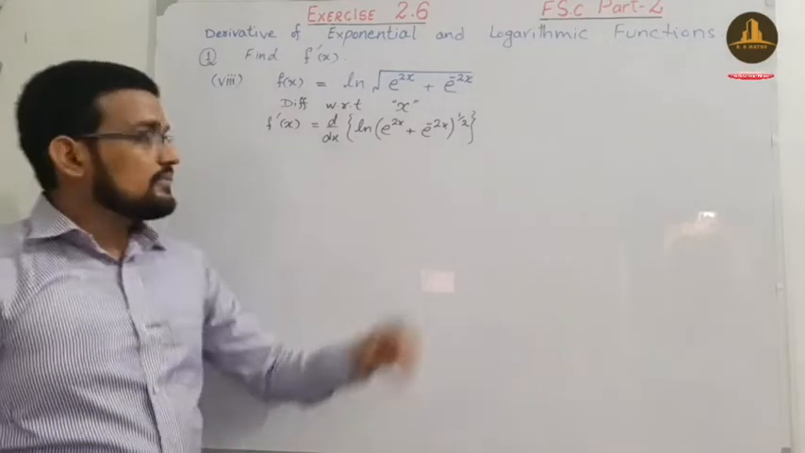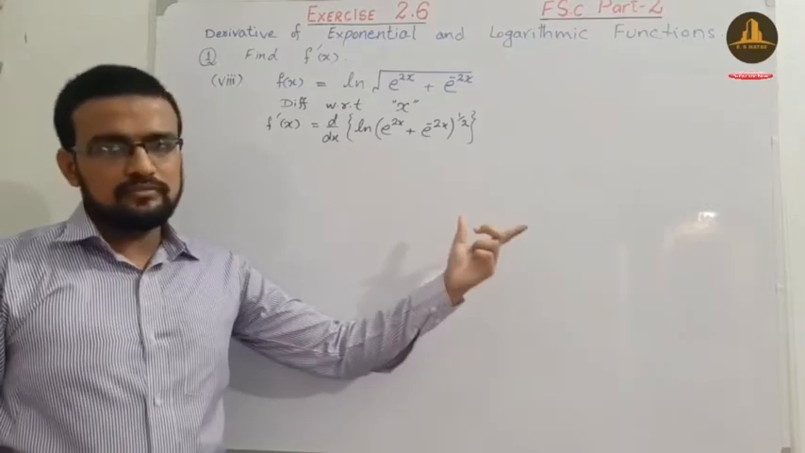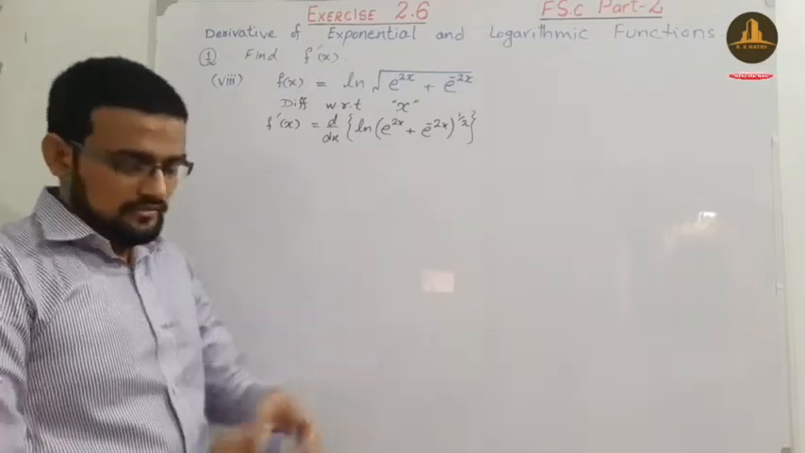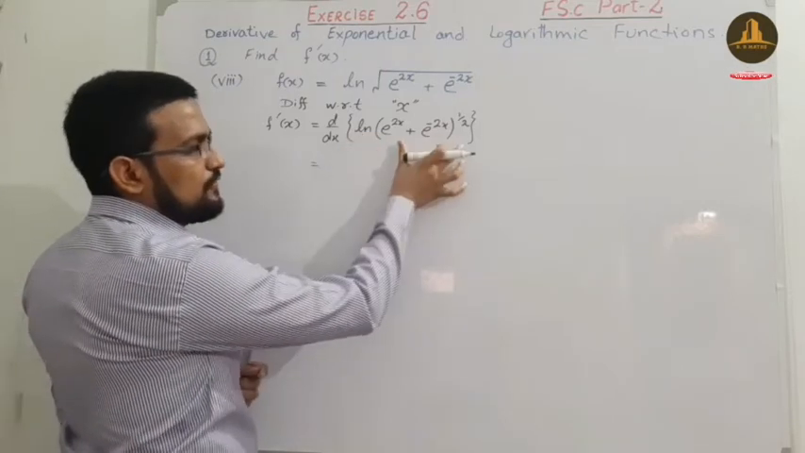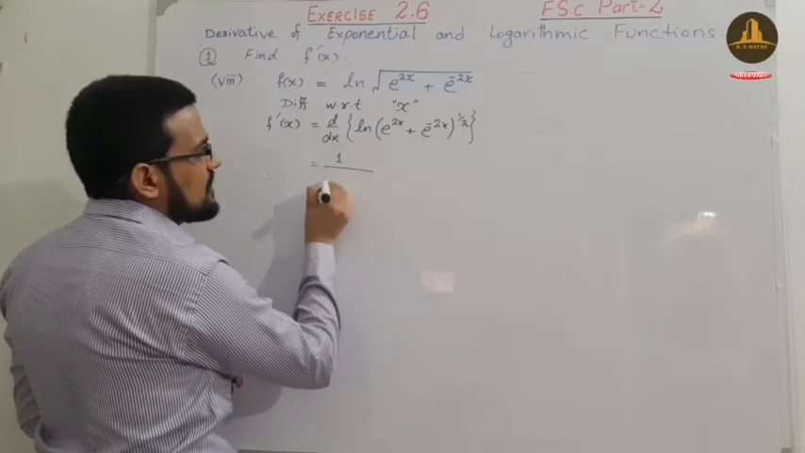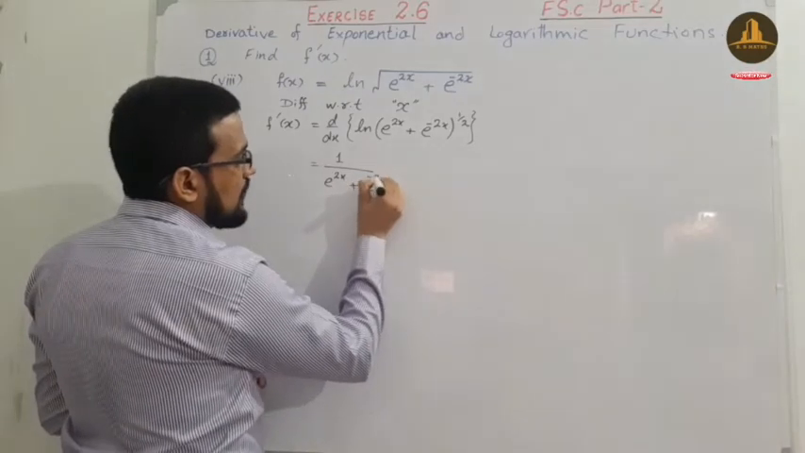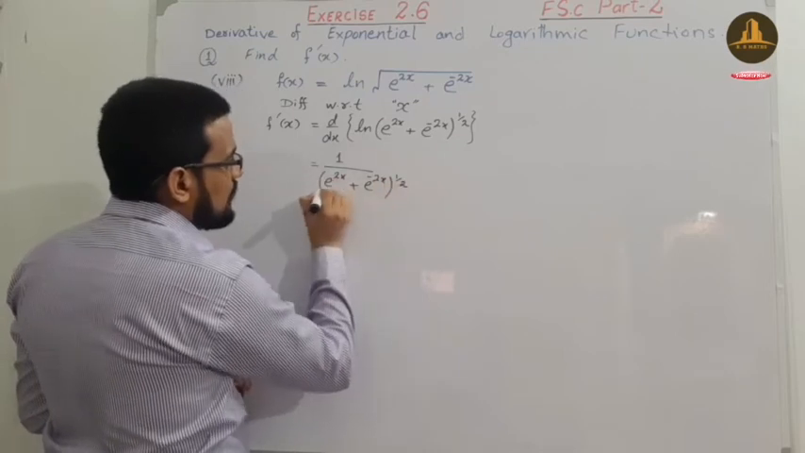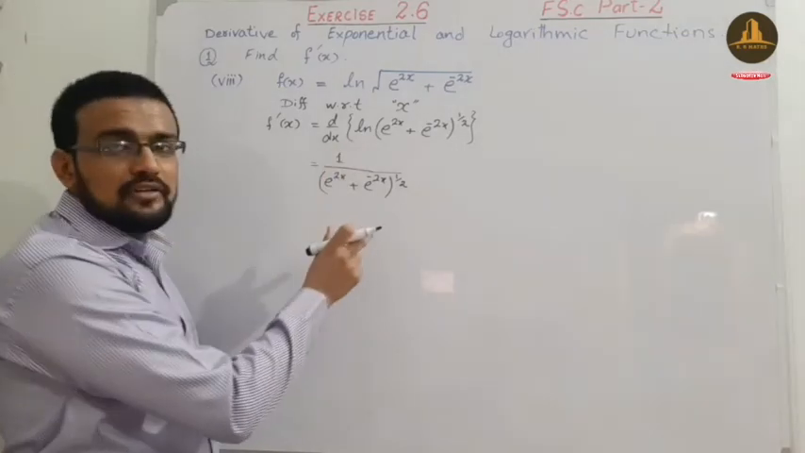So first and foremost, ln, natural logarithm. The derivative of natural logarithm, you know, is 1 over x, 1 over the function. Here, the derivative of ln of a function means 1 over the function. The function is minus 2x raised to power 1 by 2. Okay, 1 over the function.